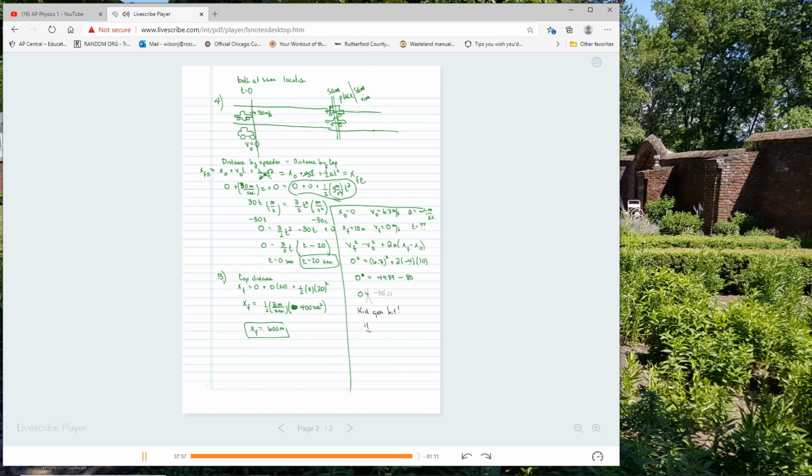So what does this tell me? These two numbers are obviously not equal. What does that tell me? There wasn't enough room for me to stop. How far did I go? 35.11 meters. There's no way I could stop. It was too close. I was going too fast and it was too close.